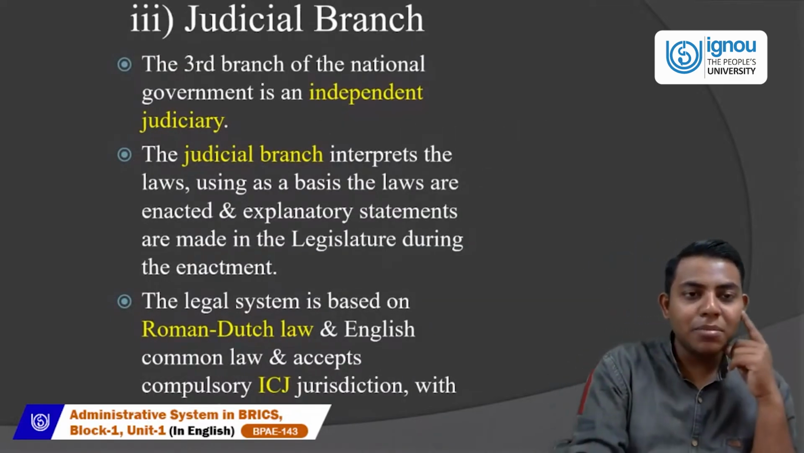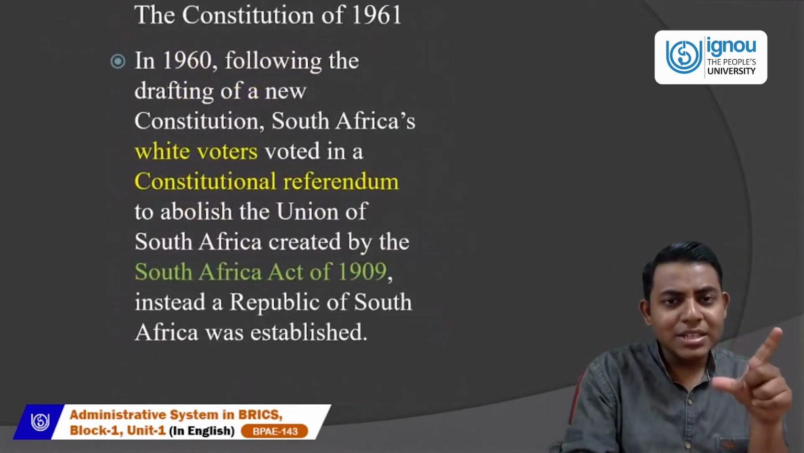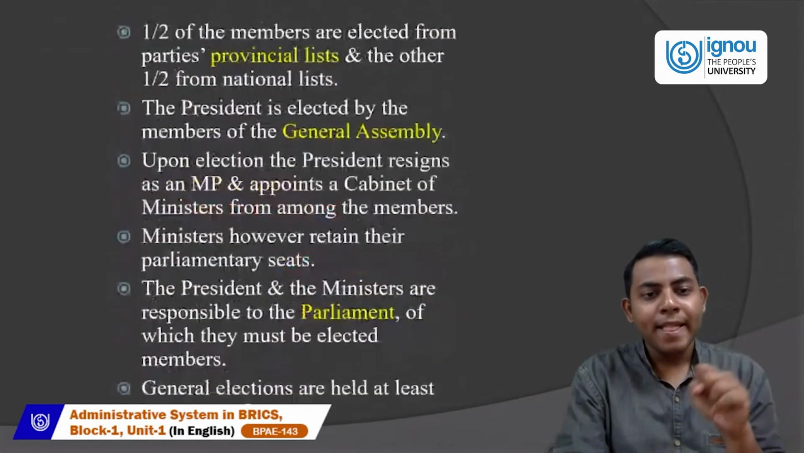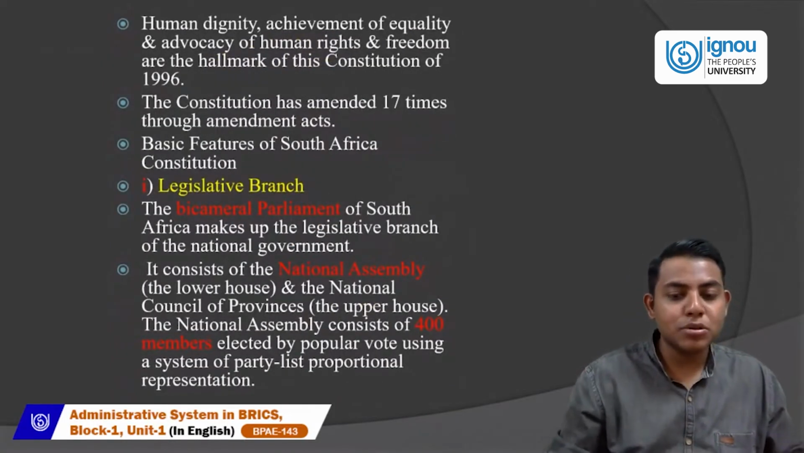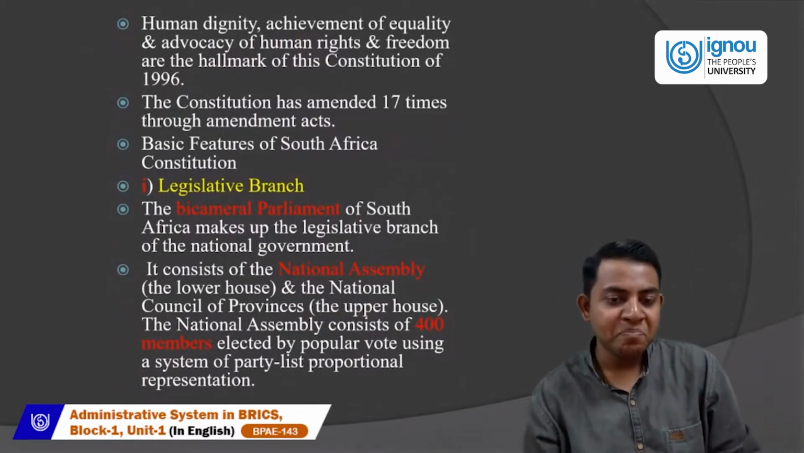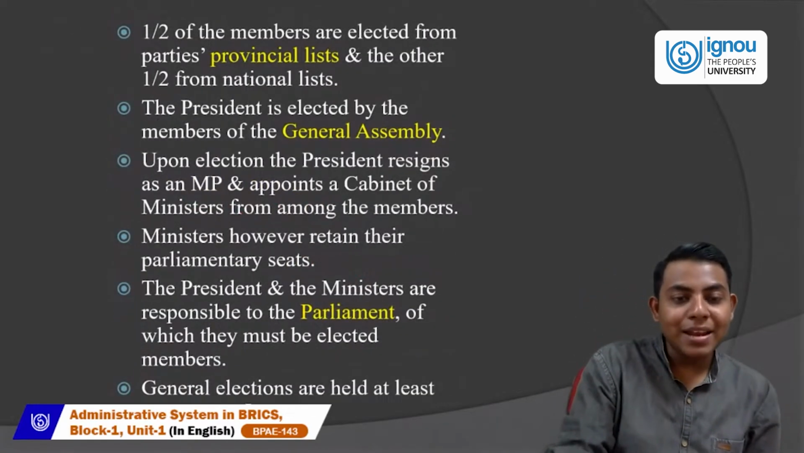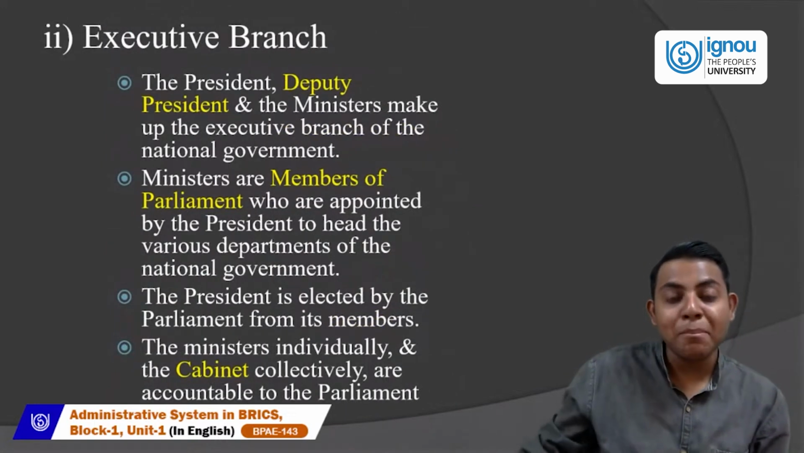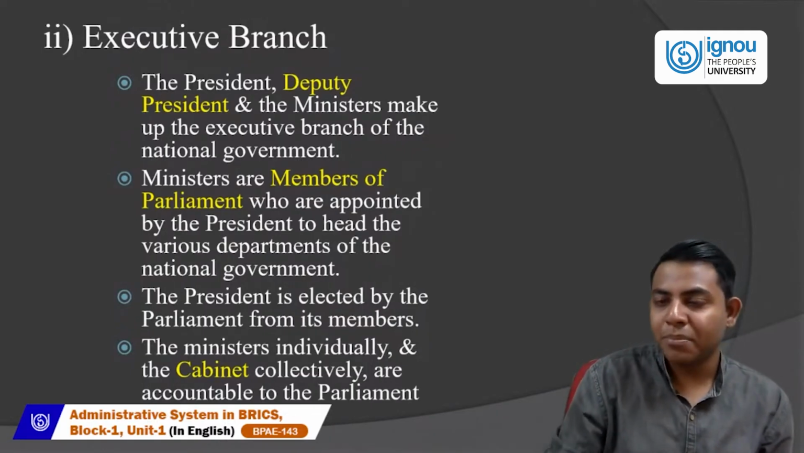So these were the three branches that we discussed of South Africa: the legislative branch, the executive branch, and the judicial branch. And if you see, in South Africa, unlike our country where we have the first past the post system, there is a party list proportional representation system. The Parliament of South Africa is bicameral, and the president, once he becomes the president, has to resign from the post of MP. And there is a deputy president as well. The vice president is called the deputy president.